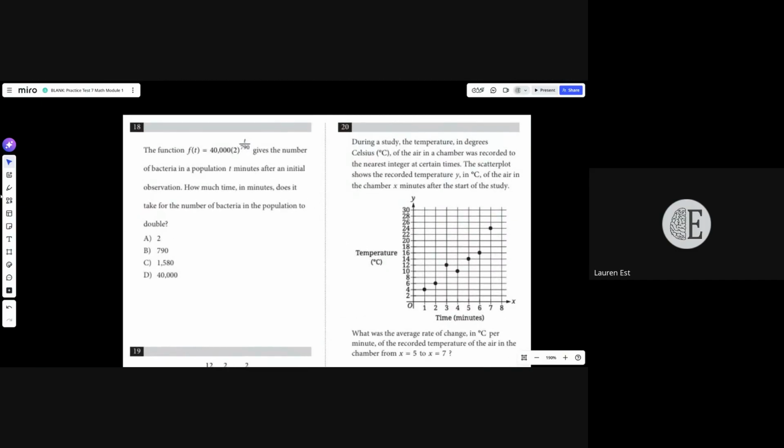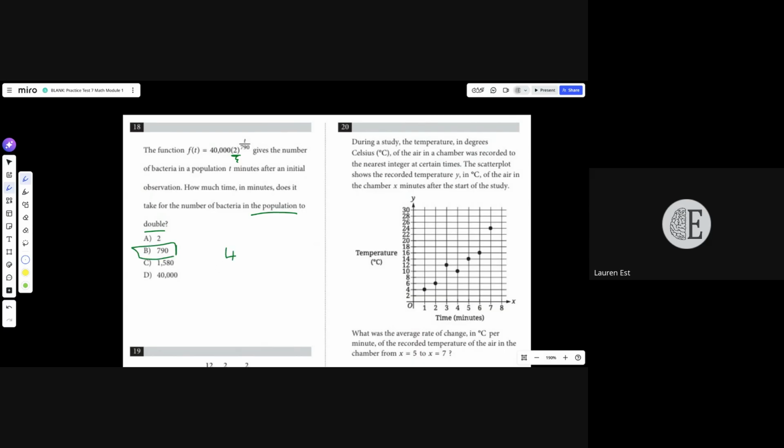Easy peasy. I've also seen this question before on an earlier practice test. This is our initial amount, growth or decay, divided by 790, bacteria after t minutes. If it's population, I've seen this exact same question earlier. So this is population to double. So it already is set up to double because it tells you that it doubles after 790 minutes, right?